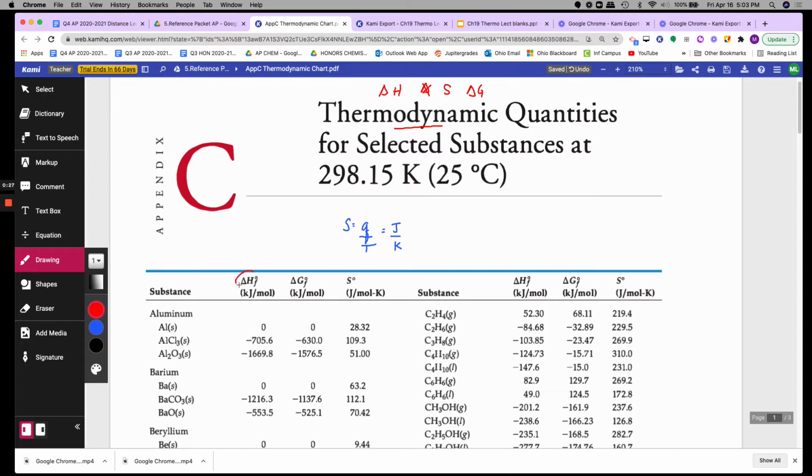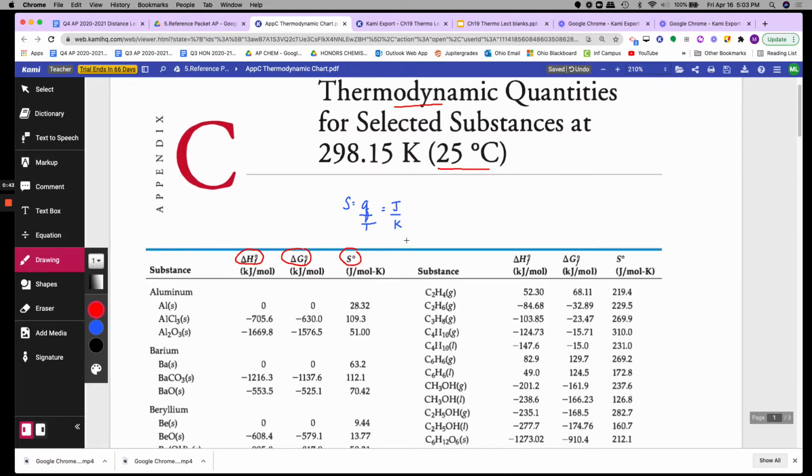Here's a delta H. Here's delta G. You will learn more about that later. I haven't taught you that. And there's the entropy. Okay. Now you might wonder, what does the little dot mean? That means at standard conditions, which is 25 degrees Celsius. Also, if it's gas, it's 1 atm of pressure. And if it's in solution, it would be a 1 molar solution. That's what that means.